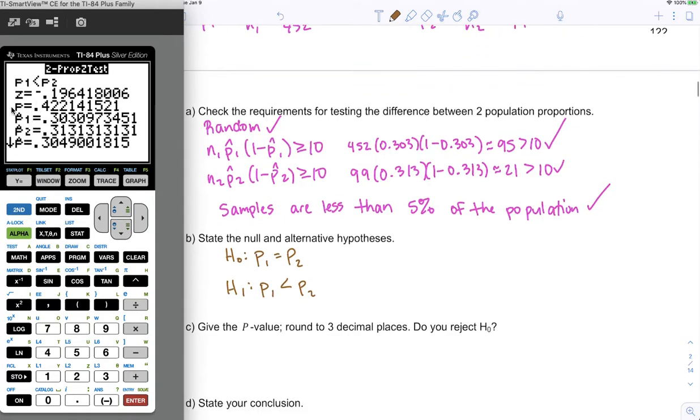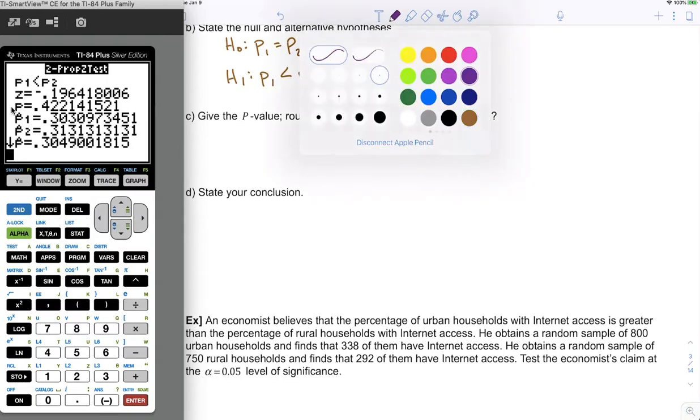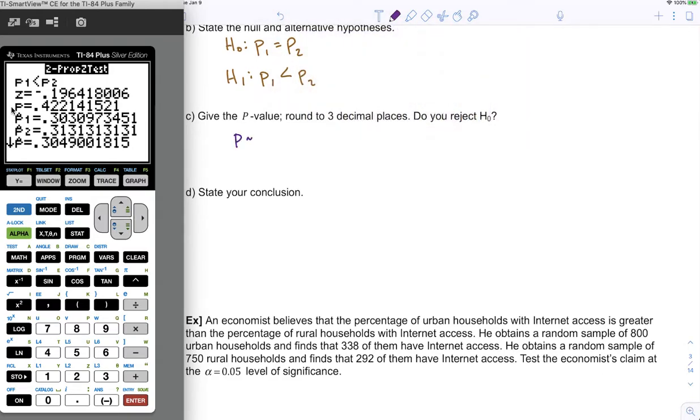So let's go ahead and write that down in the notes. p is approximately equal to 0.422. It says, do you reject H0? Well, remember that our level of significance alpha was 0.05. So in this case, p is greater than alpha. This means that our sample results are not considered statistically significant. So that means that we do not reject H0.